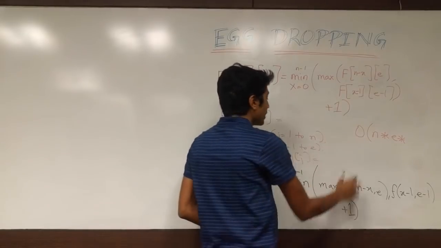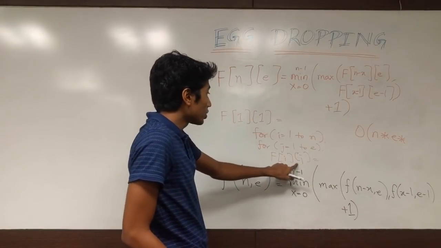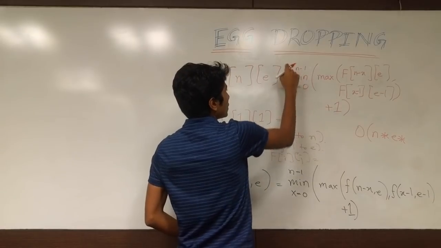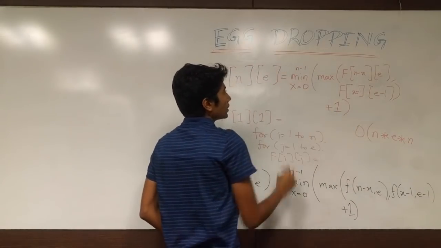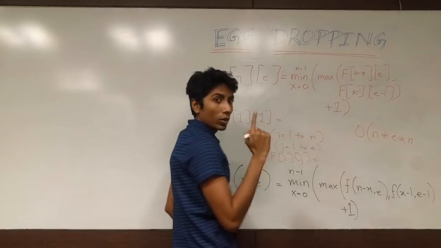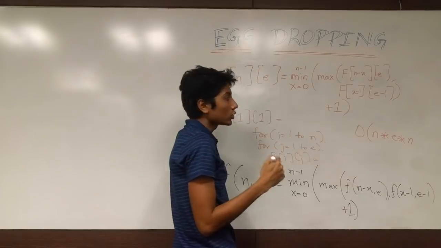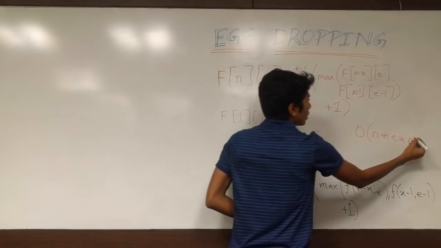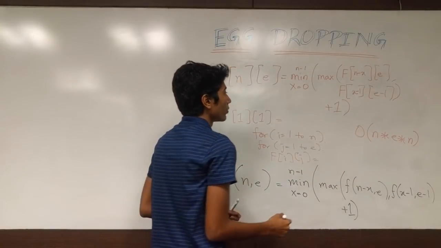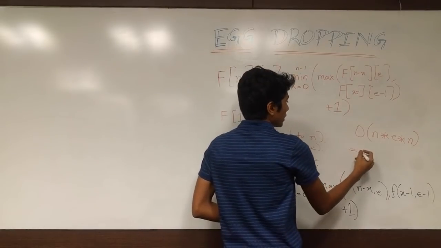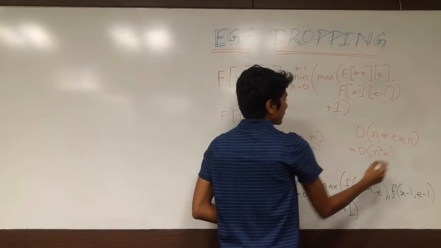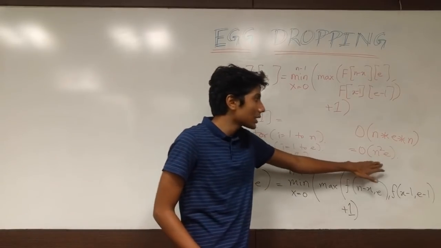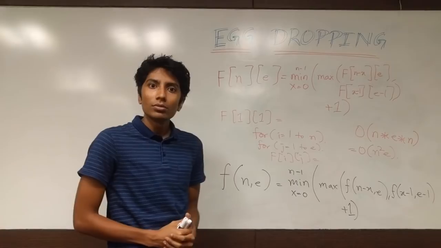So N into E into what are the number of computations you need for every ij? You need to find out the max for every possible x, where x goes from 0 to n minus 1. So n values that x can take, and finding the max is an order one operation among two values. And the minimum of all of them is again order n, which is already shown. So these are the number of computations you need to perform, which in turn is order n square e. And so this solution is exponential, and using dynamic programming we have brought it down to just n square into e.